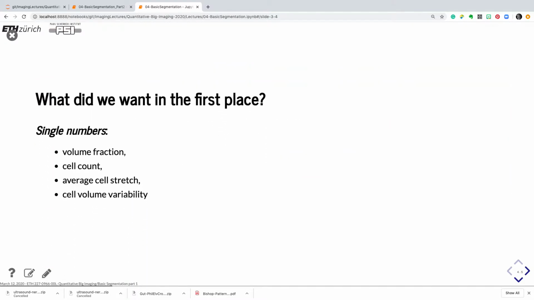So what do we want? We can start from the practical point of view. You want to know volume fraction. You could ask how many cells are present in the sample, how the cells are stretching, so it's a bit about the shape, and also how the cells are varying in volume, etc. So you want single numbers telling something about what you see in the image.